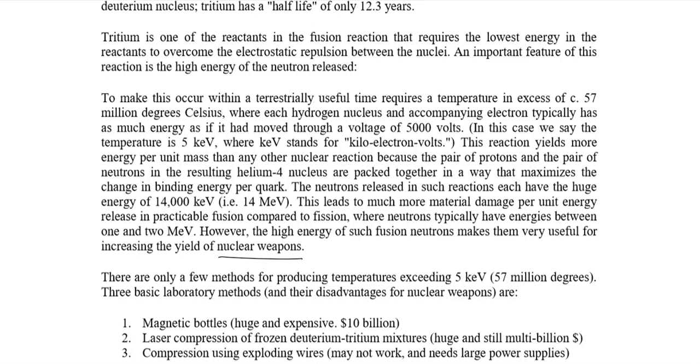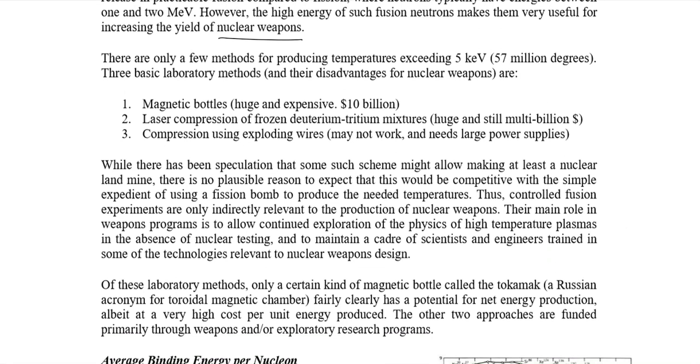There are a few methods that produce temperatures which exceed 57 million degrees centigrade. These are basic laboratory methods, and there is a disadvantage to nuclear weapons, like magnetic bottles. We have got magnetic bottles, which are huge and expensive, and actually cost around $10 billion. We have got laser compression or frozen deuterium tritium mixture, which is still huge and requires multi-billion dollars. Compression using exploding void does not work, needs a large power supply, and obviously needs a large amount of energy to continue the nuclear fusion.